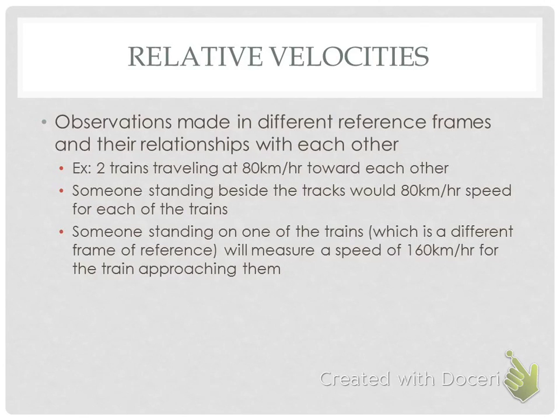If I was standing on one of the trains, which changes my frame of reference, now I'm standing on a train that's traveling 80 kilometers per hour in this direction. There's a train coming at me 80 kilometers per hour, so it seems to me that that train is moving 160 kilometers per hour. They are covering the distance between us twice as fast now. My train is moving there and their train is coming. So that frame of reference changes how fast we perceive things. Does that make sense?